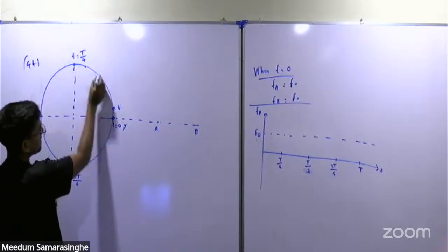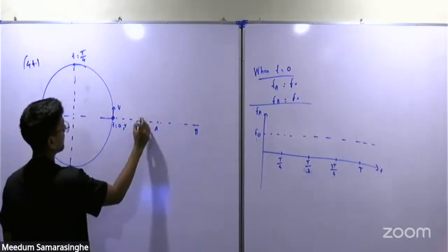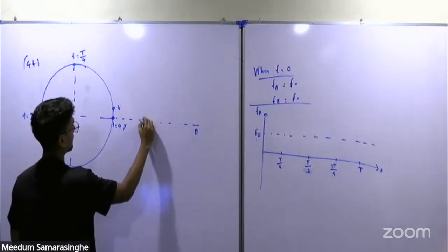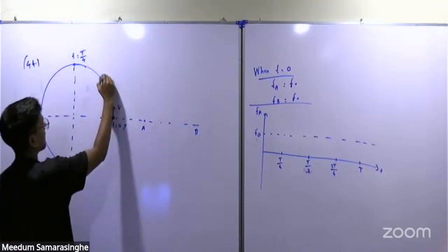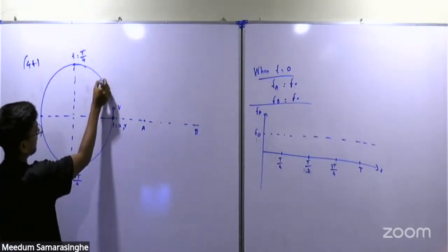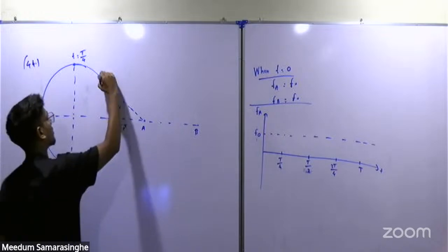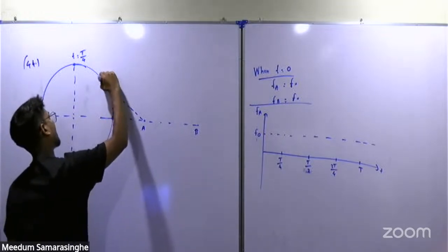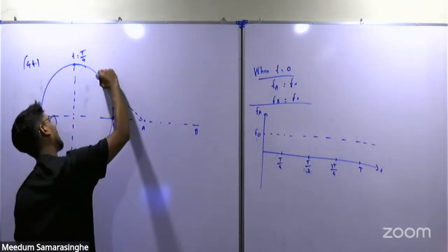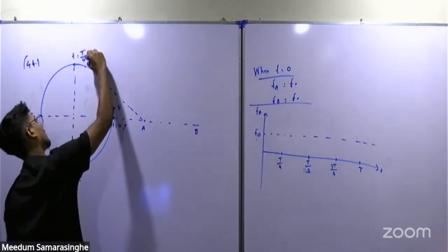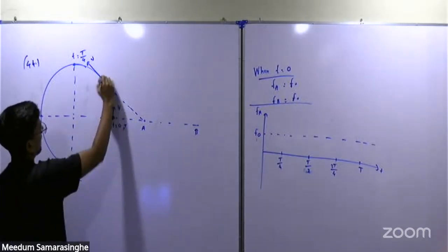Away from A. Let's say A is somewhere here. This is point A. The source is moving away at a point like this. At a point like this, away from A, right? At this point.